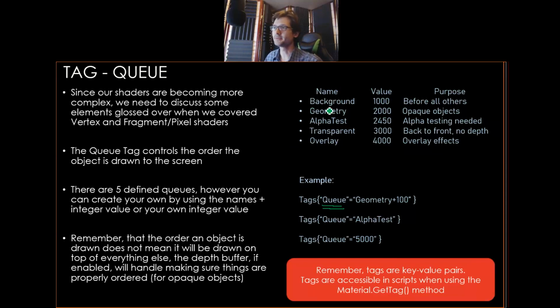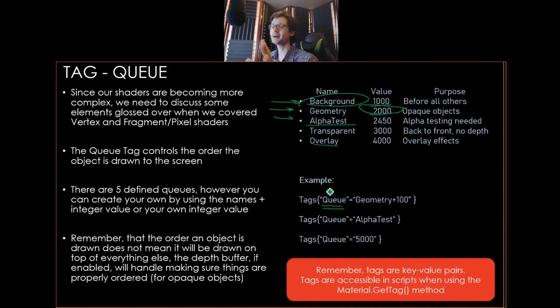You have a series of bins that are already predefined by Unity. Background, which is your skybox or maybe a flat color, that gets rendered before everything else. That's an arbitrary value of 1,000. 0 to 999, you could technically use for anything else, but 1,000 is where there's a cutoff. And then you have another 999 values until you get to geometry, which are opaque objects. And then there's alpha test, which is the binary on and off. That's somewhere between geometry and transparent. And then you have overlay.